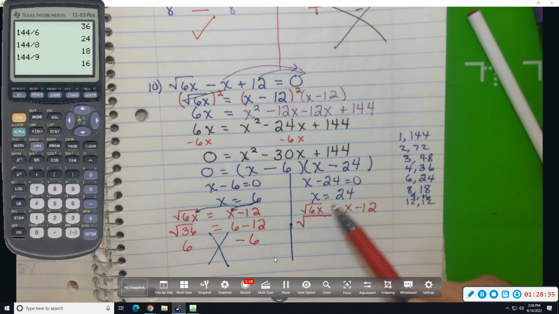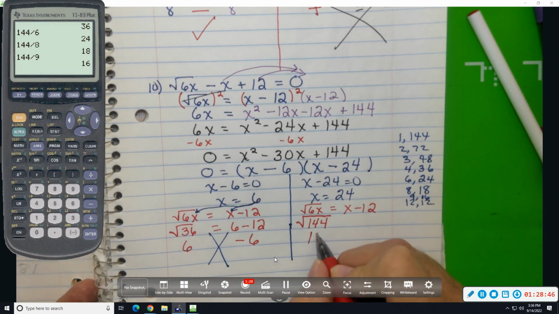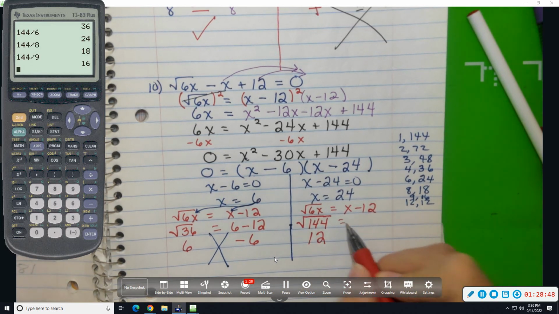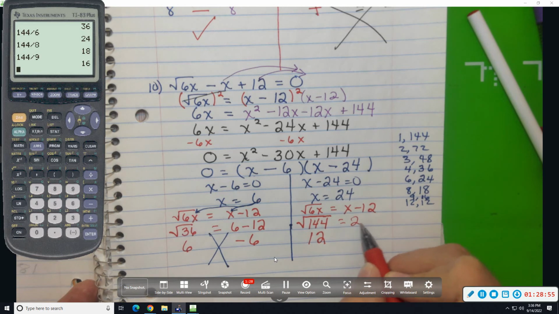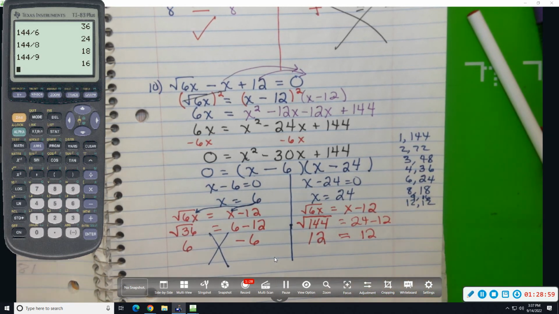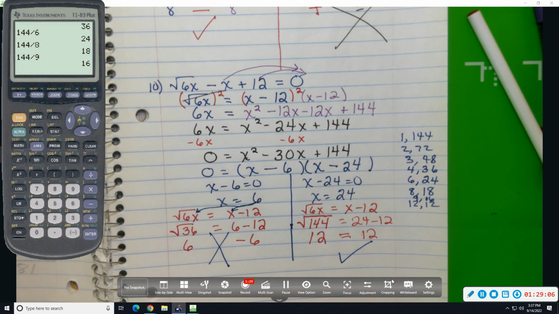What would we have under the square root if I plugged that 24 in here? 6 times 24 is 144, and we know the square root of 144 is 12. What about plugging the 24 on the right-hand side? Are we going to get the same thing? 24 minus 12 is 12. Those are equal. Check. So which number are we going to say is the solution?